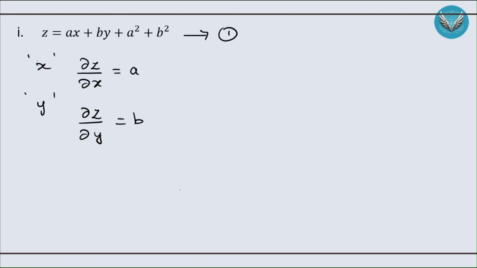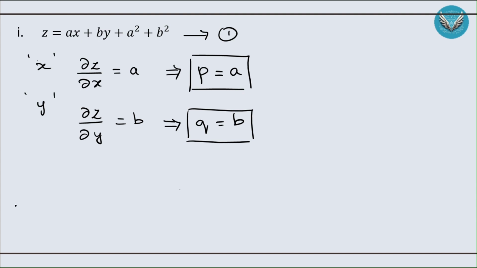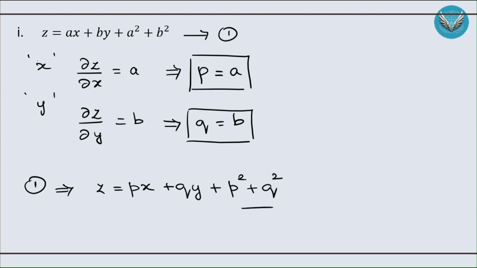So likewise, here let us denote p is equal to a and q is equal to b. Now we are going to substitute a is equal to p and b is equal to q in the given equation 1. This gives you z is equal to px plus qy plus p square plus q square. So this is the required partial differential equation we have formed by eliminating arbitrary constants a and b.